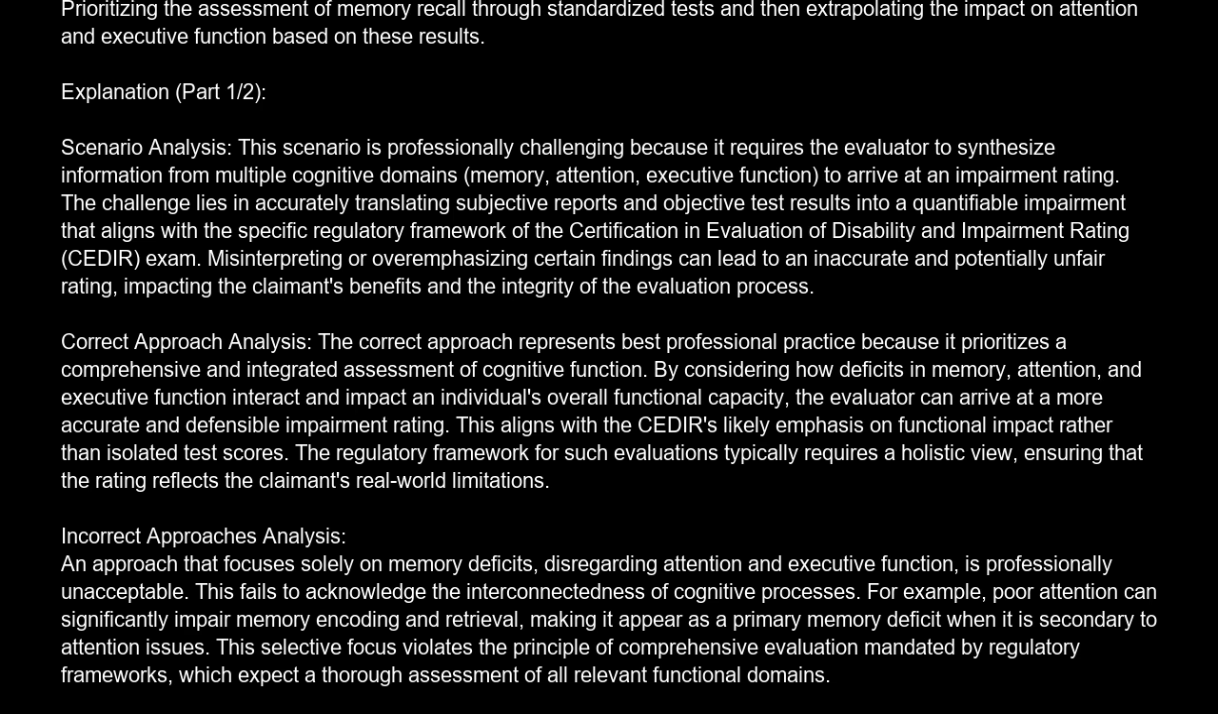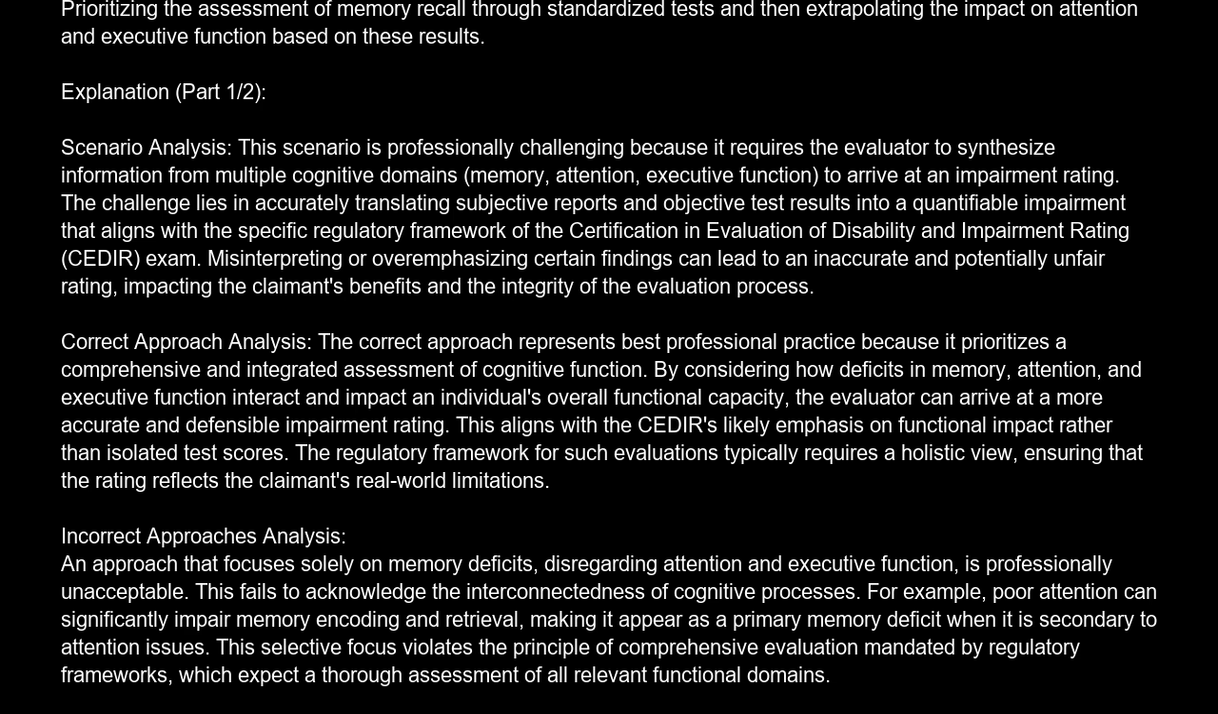This scenario is professionally challenging because it requires the evaluator to synthesize information from multiple cognitive domains, memory, attention, executive function, to arrive at an impairment rating. The challenge lies in accurately translating subjective reports and objective test results into a quantifiable impairment that aligns with the specific regulatory framework of the Certification in Evaluation of Disability and Impairment Rating (CEDIR) exam. Misinterpreting or overemphasizing certain findings can lead to an inaccurate and potentially unfair rating, impacting the claimant's benefits and the integrity of the evaluation process.